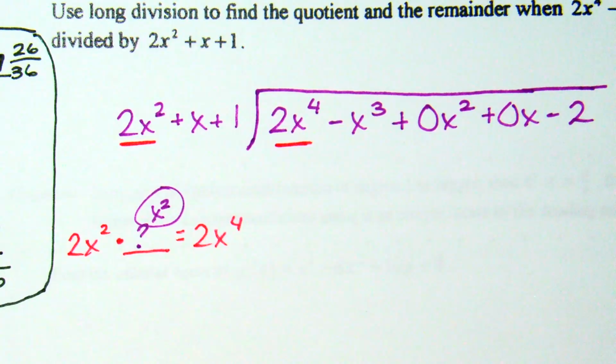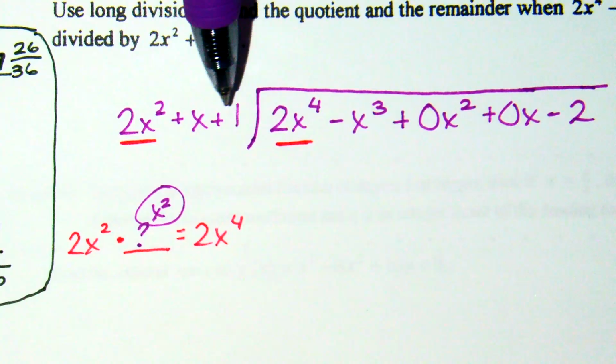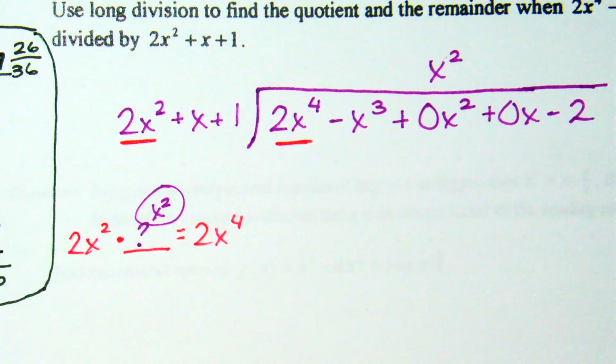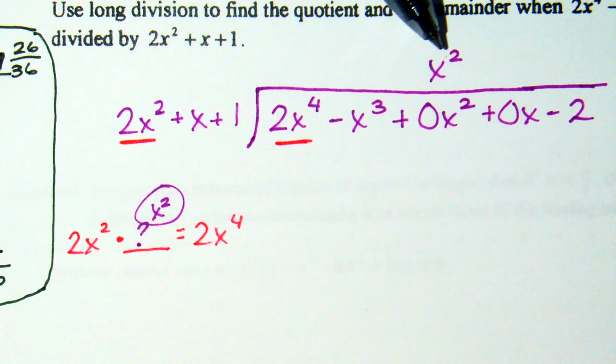Now, how many terms were in my divisor here? 3. So how many terms do I need to count in here? 1, 2, 3. So this x squared is going to go over the third term over, because I'm dividing by 3 terms. Does that make sense? 3 terms into 3 terms. Now, I will also tell you, if you're doing this correctly, it's not coincidence that this x squared, our first piece of our answer, ends up lined up over an x squared.